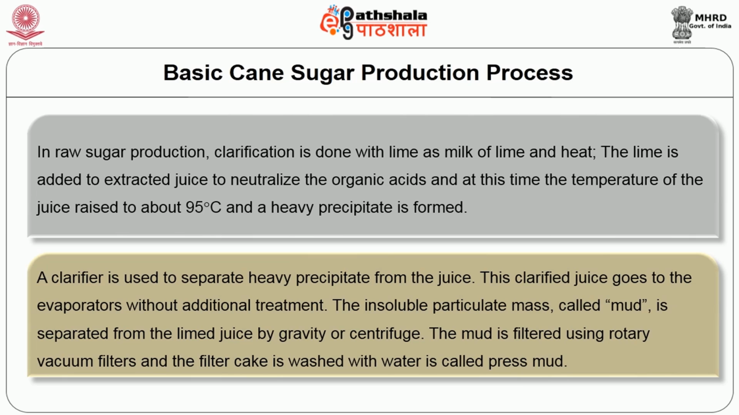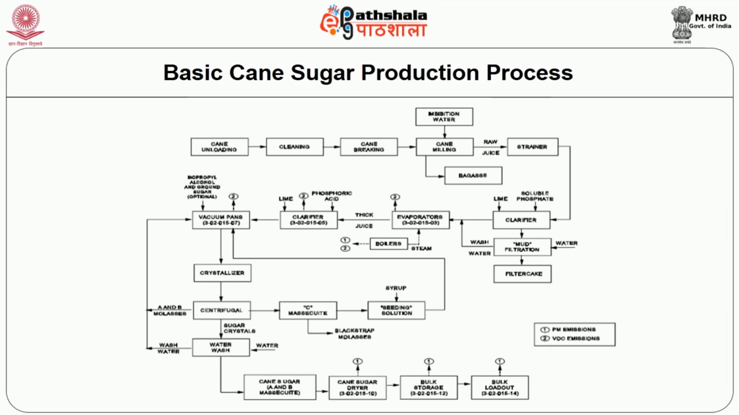The insoluble particulate mass called mud is separated from the lime juice by gravity or centrifugal force. The mud is filtered using rotary vacuum filters and the filter cake washed with water is called press mud. This figure shows the entire processing of the sugar.